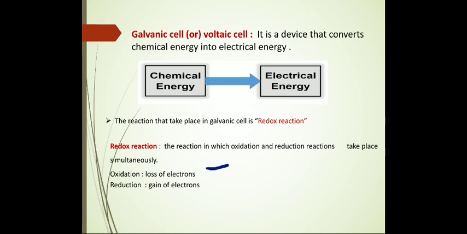Oxidation is nothing but loss of electrons. Reduction is nothing but gain of electrons. This is a very important point. We have to note that oxidation means loss of electrons, reduction means gain of electrons, because the total topic is based on oxidation and reduction. So this is a very important point, and we have to note that.